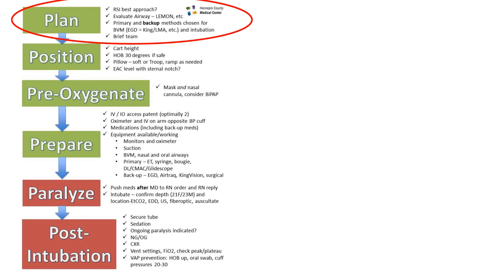So you do your planning. As we talked about, you decide that we need to intubate her in the ICU. You plan A, B, C, D. You think that RSI is the best way to go here. Your plan A is to intubate her, probably with ketamine.